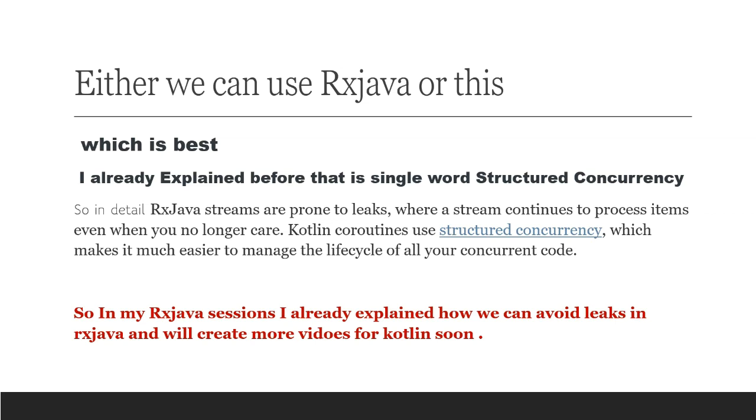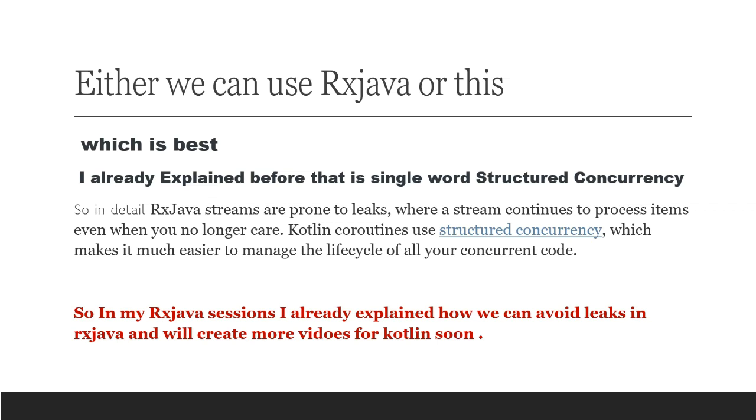But if you do not want to go with that, you just say yeah, it's good, and it's not such a complex architecture, and there will be a lot of data, then you can just use the sequential flow with your Flow. RxJava streams are prone to leak sometimes, where the streams continue to process items even when you no longer care. So the most important thing is you have to tackle RxJava in a very well-managed manner.